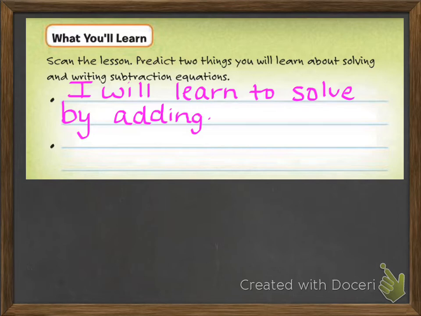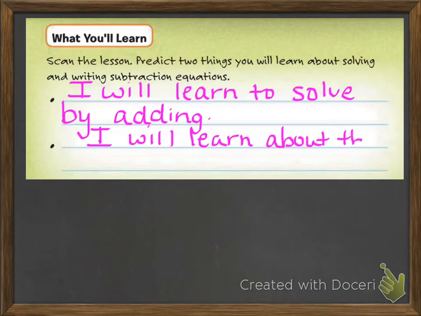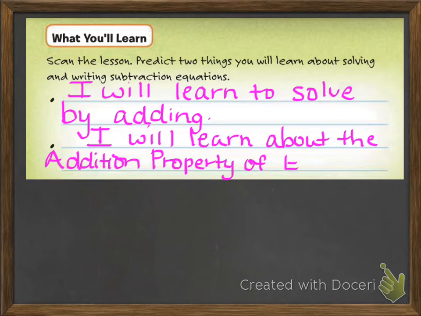It says, I'll learn to solve by adding. So just like before, we learned to solve by subtracting. Today, we're going to learn to solve by adding. And then it says, I will learn about the addition property of equality. Now, you want to remember, and we're going to talk more about this while we're working on it, that when it's talking about addition and subtraction property of equality, we're actually talking about what's being done to the problem, not what type of problem it is.